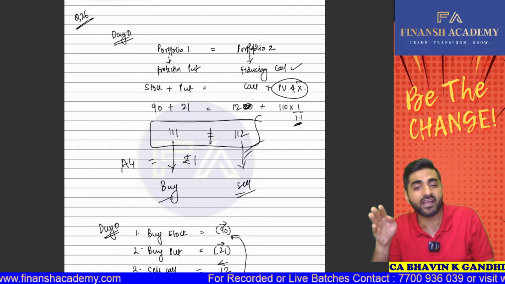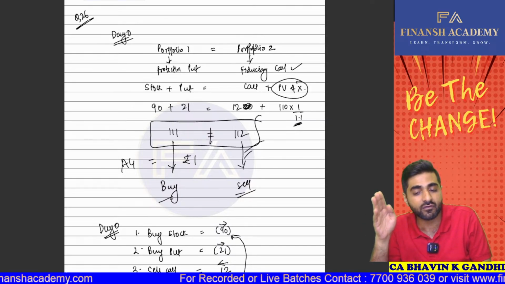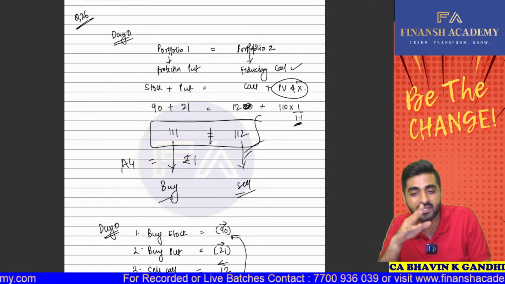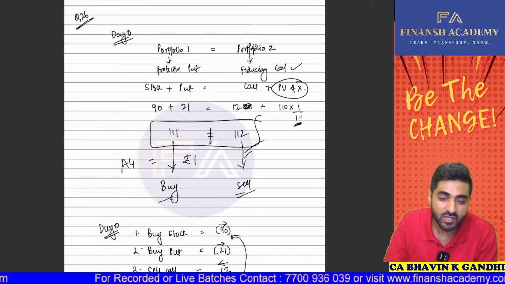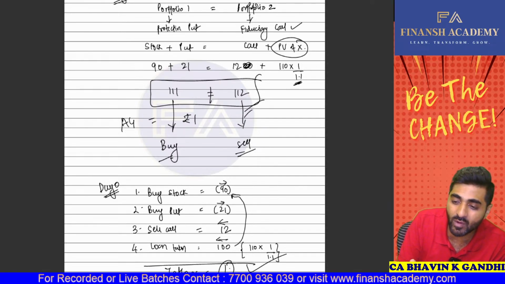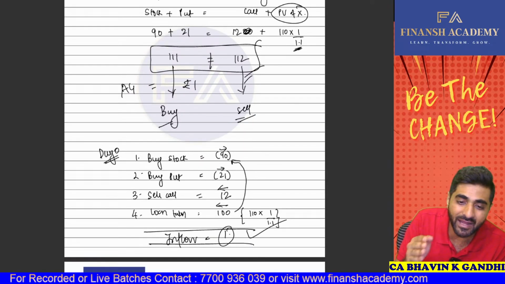So we have a stock price of 90, a put of 21, a call of 12, and then the present value of X. So we have the values of both portfolios, that is 111 and 112. So we will see that the arbitrage gain here is nothing but 1 rupee. Okay. This is buy and this is sell.